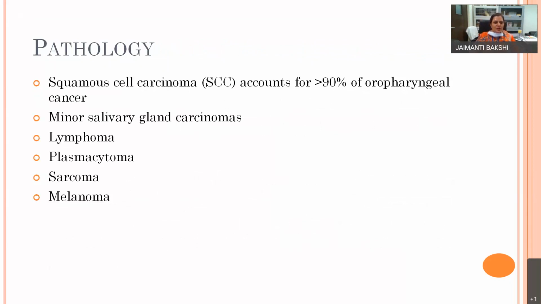Now coming to the pathology of oropharyngeal cancers, most oropharyngeal cancers are squamous cell carcinoma and account for 90% of oropharyngeal cancers. Minor salivary gland carcinomas can also arise in the oropharynx, followed by lymphoma, plasmacytoma, sarcoma, and melanoma as rare tumors.